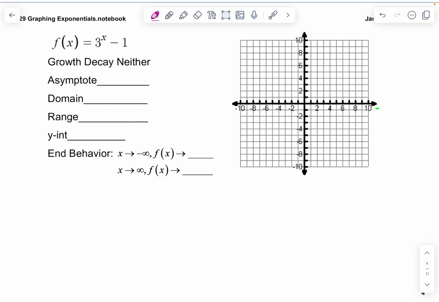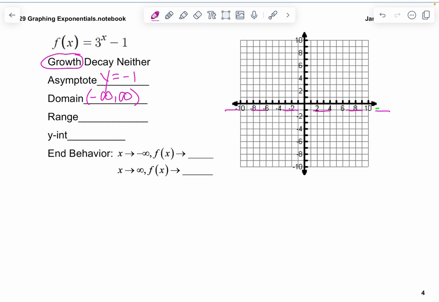All right, so here we have 3 raised to the x minus 1. So just looking at my equation, we know that it's growth. We know the asymptote is y equals negative 1, so I'm going to graph that. And then the domain, we talked about that yesterday, all reals. All right, and if we graph that in our calculator, then we get 3 raised to the x minus 1, and then really you don't need to graph it. You can just go to the table if you want, and then you could graph it after that.